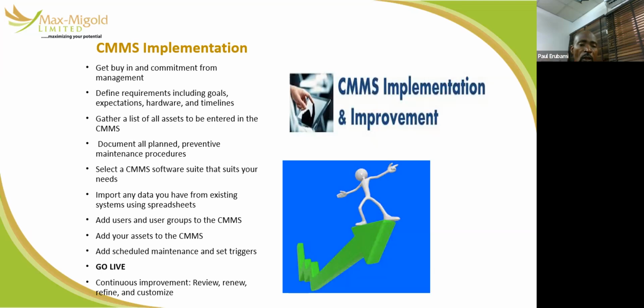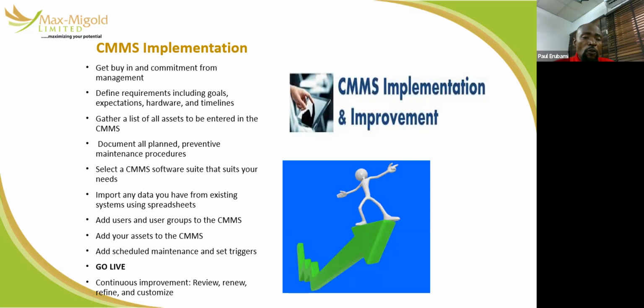What is the expectation of the software? What is the timeline to implement and integrate the new software? Gather a list of all assets to be entered into the CMMS. It's not that you have to put every asset. There are some assets that are not critical. If you group your assets in terms of criticality, you know the assets that are supposed to go into your CMMS so that you can monitor their predictive maintenance and take proactive measures when you get an alert.